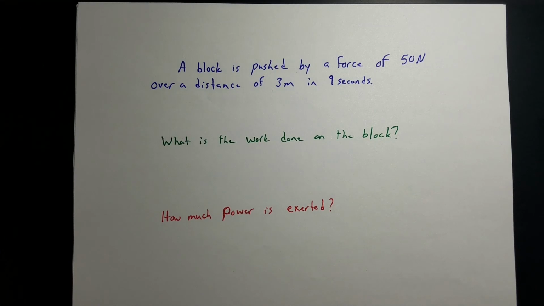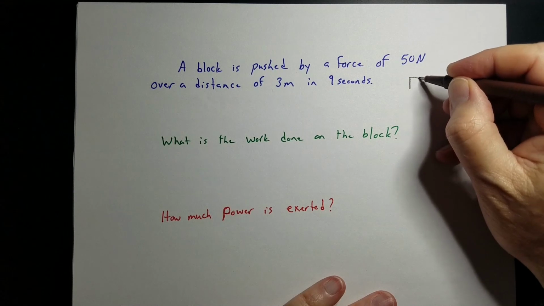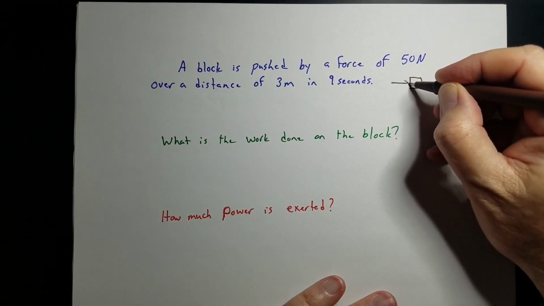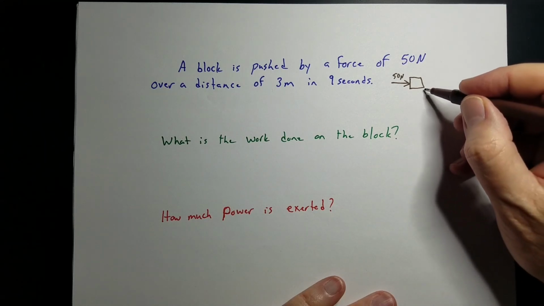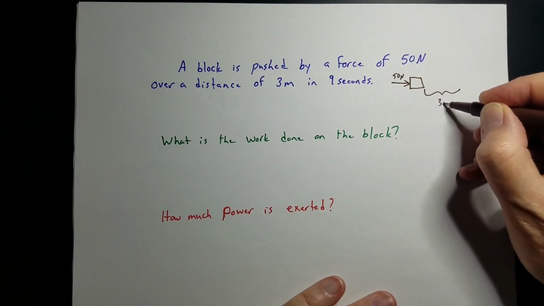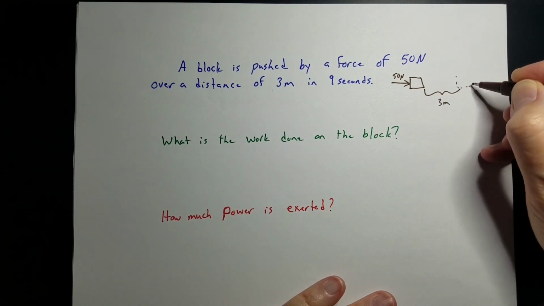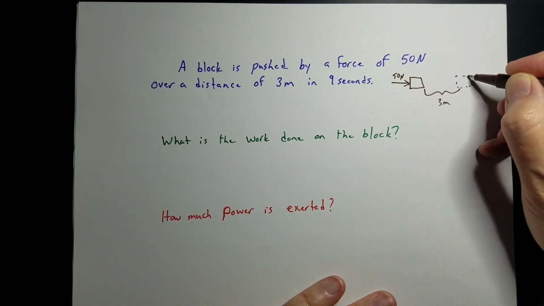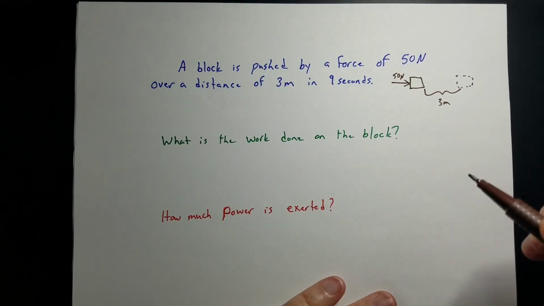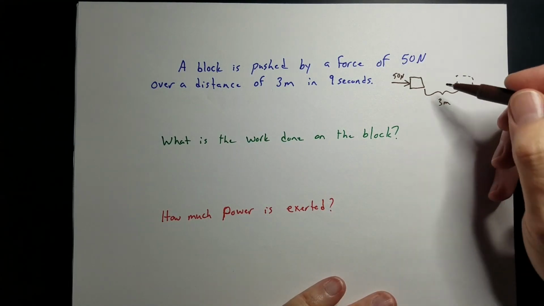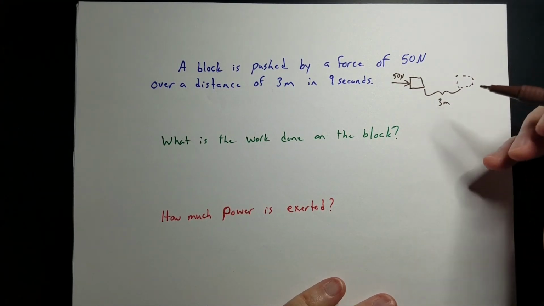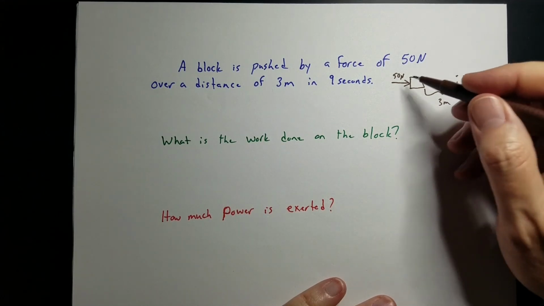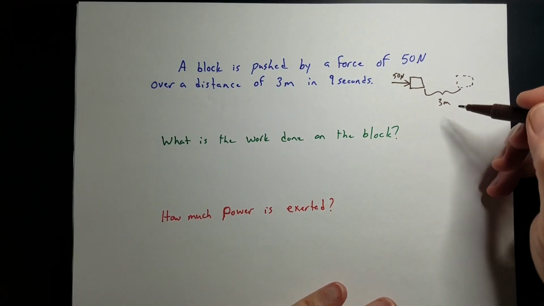Let's do a little calculation. So we've got a block being pushed by a force of 50 newtons. So here's my block. It's being pushed by a force of 50 newtons. And it moves a distance of 3 meters. I want to figure out the work done on the block and how much power is exerted. Well, we pushed it to the right and it moved to the right, so the distance traveled is to the right. So we've done work on the block. As long as we had to do that push, we've done work on the block.